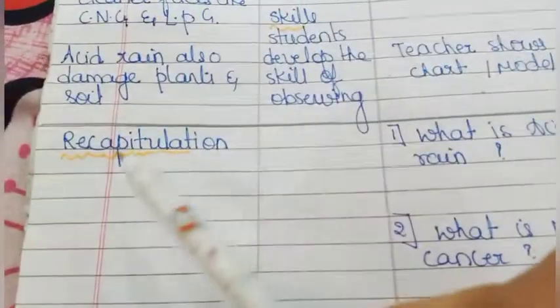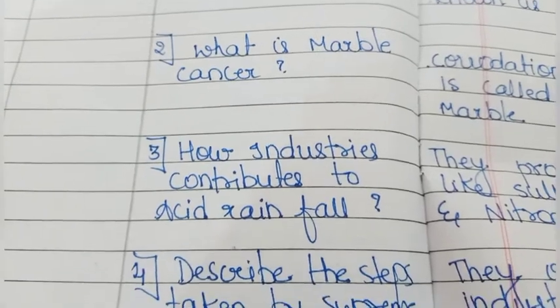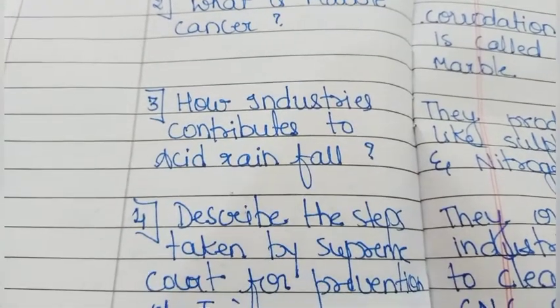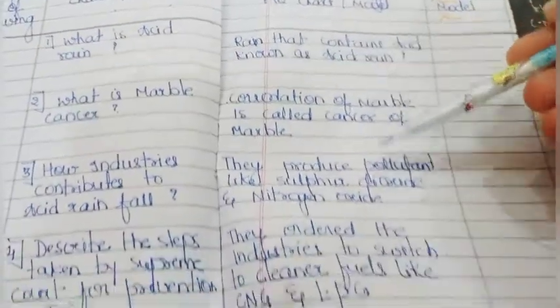Okay. Here recapitulation. For that I have added 4 questions. What is acid rain? What is marble cancer? How do industries contribute to acid rainfall? Describe the steps taken by the Supreme Court for prevention of damage to the Taj. And here is the expected answer.